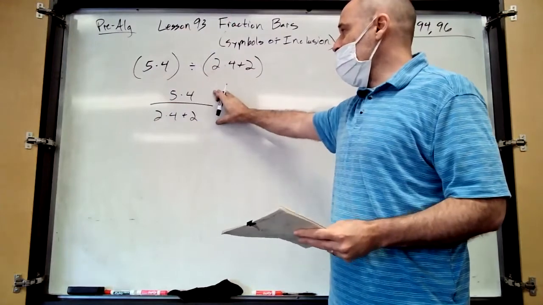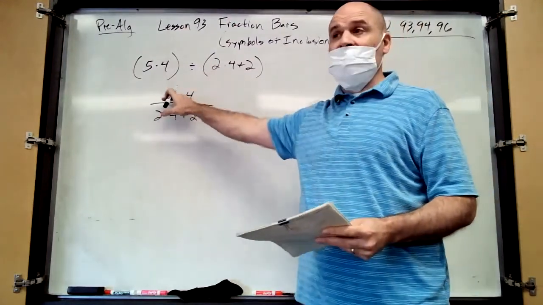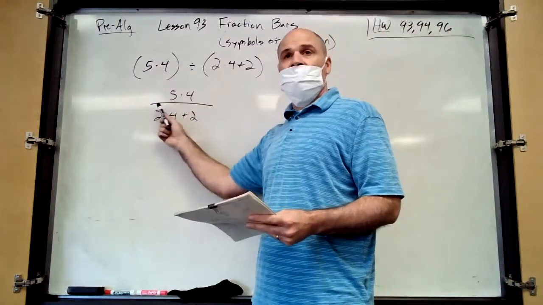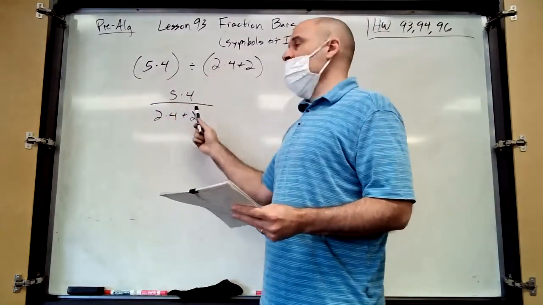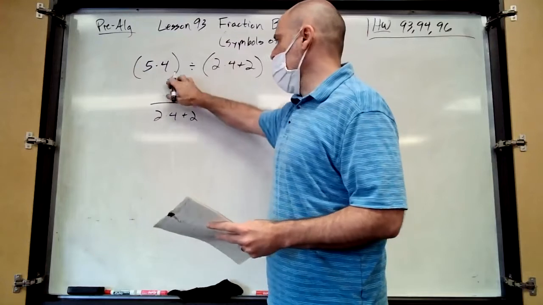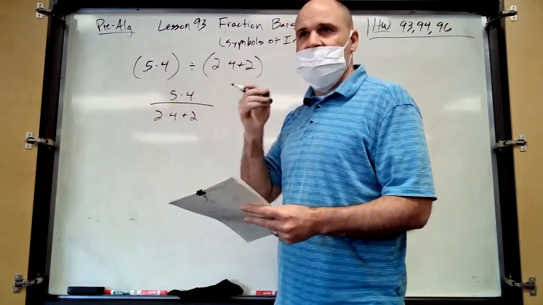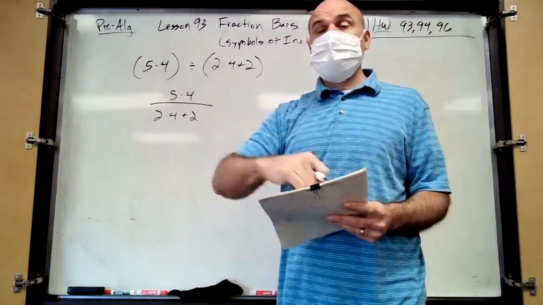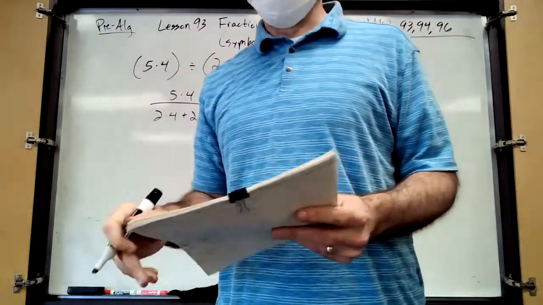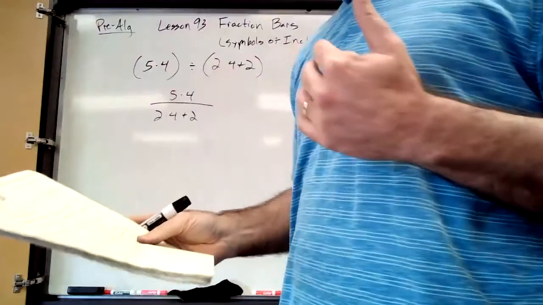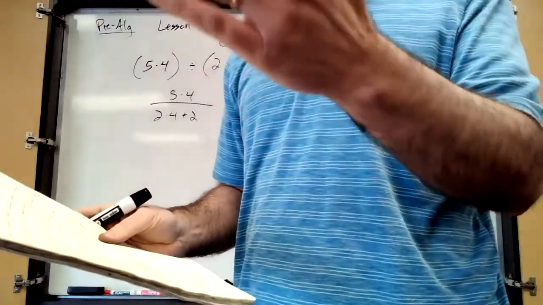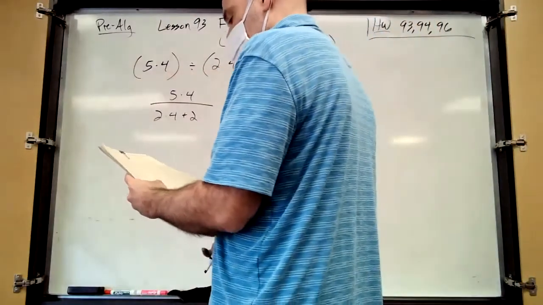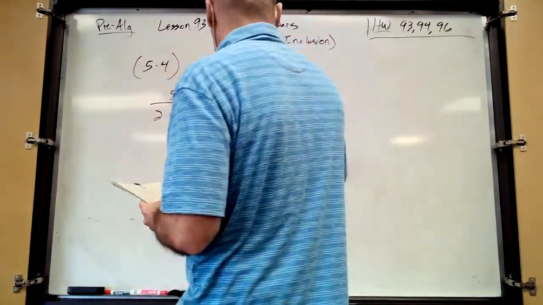Whenever you see something like this, it's technically called a symbol of inclusion. It's kind of like a weird looking parenthesis. But when you see this, think of it as parentheses around this, parentheses around this. So you do the top and the bottom separately first, and then the last thing you do is divide. This is a natural thing for most people, so it shouldn't be too confusing. Let's just try 2 examples, and then we'll do lesson 94.